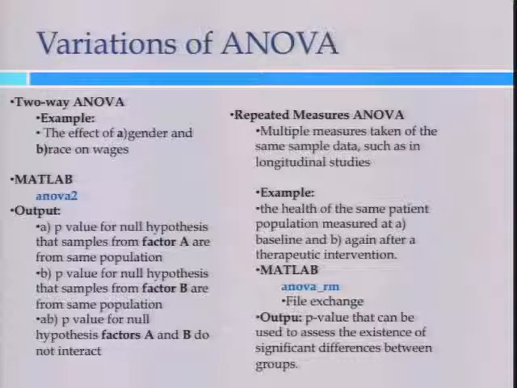Another commonly used ANOVA is repeated measures ANOVA. And this one is applicable if you are using the same set of data, but taking multiple measures on it, such as in longitudinal studies. For example, if you're looking at the health of some patient population measured at baseline, and then again after the therapeutic intervention.